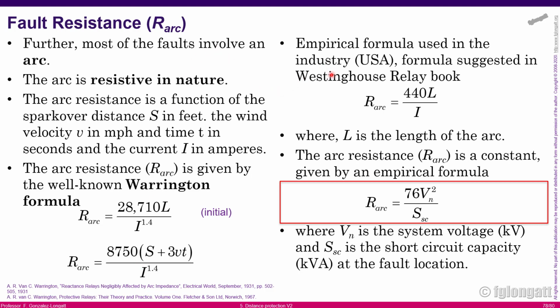For instance, on the right-hand side you can find one of the empirical formulas used by the industry in the United States, based on the Westinghouse relay book. It says the arc resistance depends again on the length of the arc and is related to the current moving through the arc. Finally, there is another equation you will find in the Horowitz book. It is a simplified equation that depends on the square of the nominal voltage and is inversely proportional to the short circuit current. There are more equations to calculate the arc resistance, but I will not go into detail because that is not my main problem.